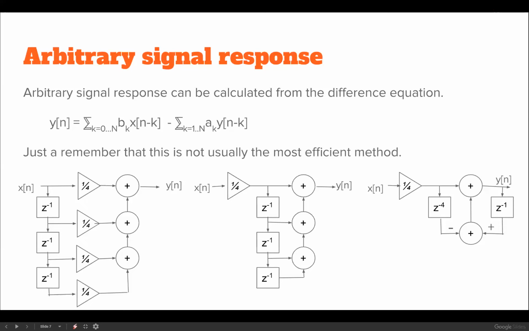Okay, so those were the time-based responses. We have the impulse response, which defines the system and its transfer function. Then there's the step response, which you can use to recognize a real-life system, for example. And then we have the arbitrary signal response. Those are three responses in time space.